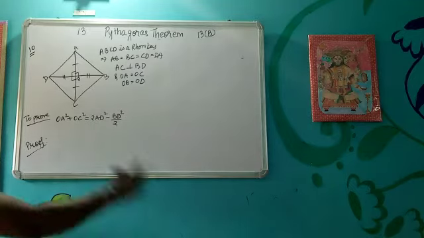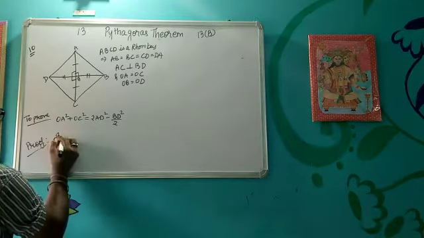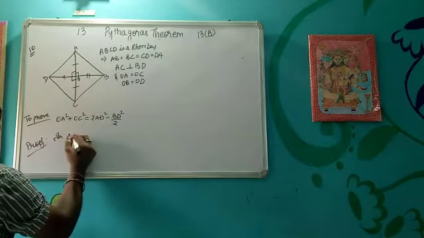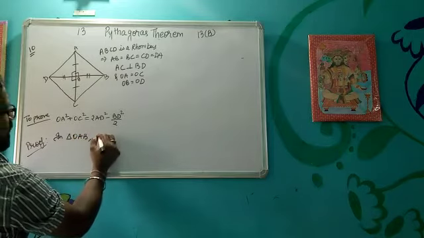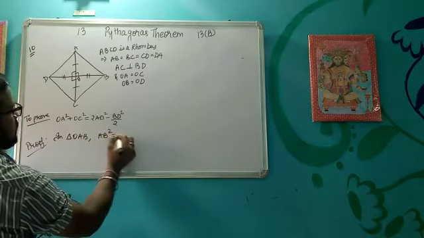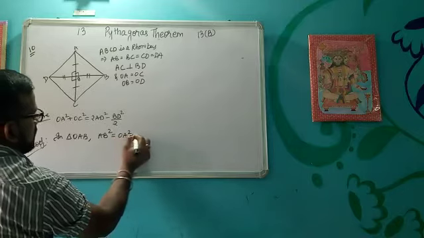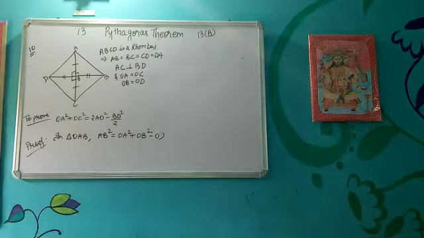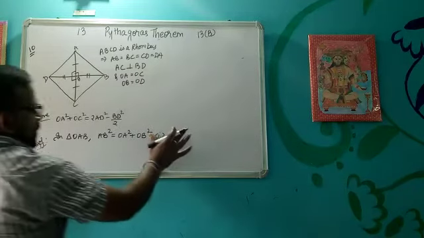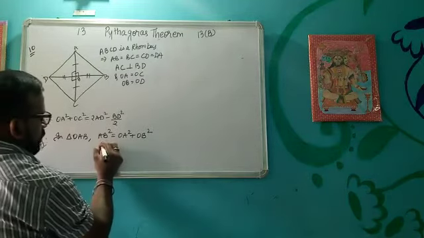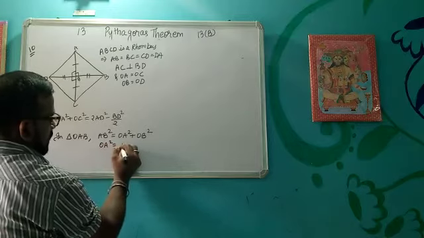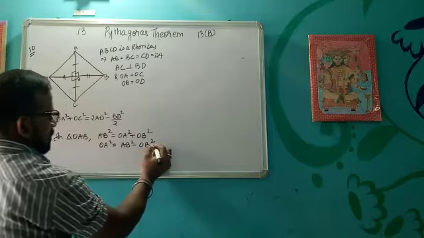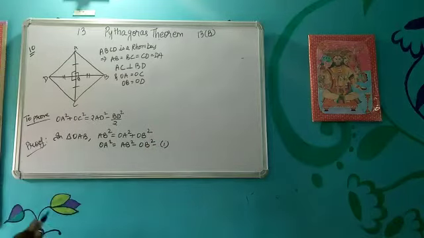So we will proceed. How? So what we need? We need OA and OC. So I will take in triangle OAB, AB square is equal to OA square plus OB square. This is our first. So from here I will take out the value of OA. So OA square is AB square minus OB square. Okay, this is our first equation.